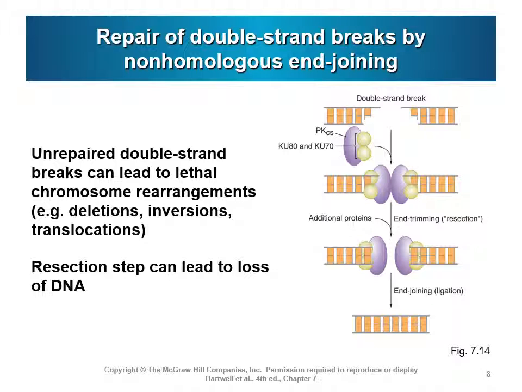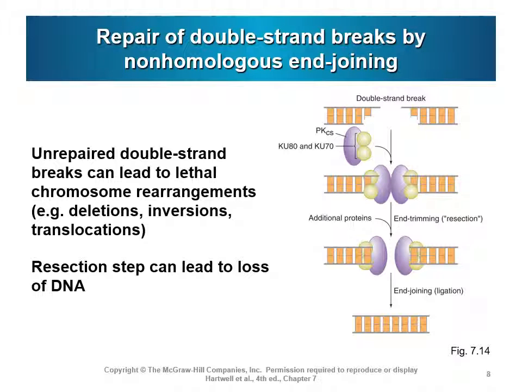So here is the graphical representation of what we have been talking about. Here is a double strand that is unrepaired, and it has breaks, which can lead to lethality. Those types of damage are due to deletions, inversions, and translocations, which we talked about during one of our previous classes.